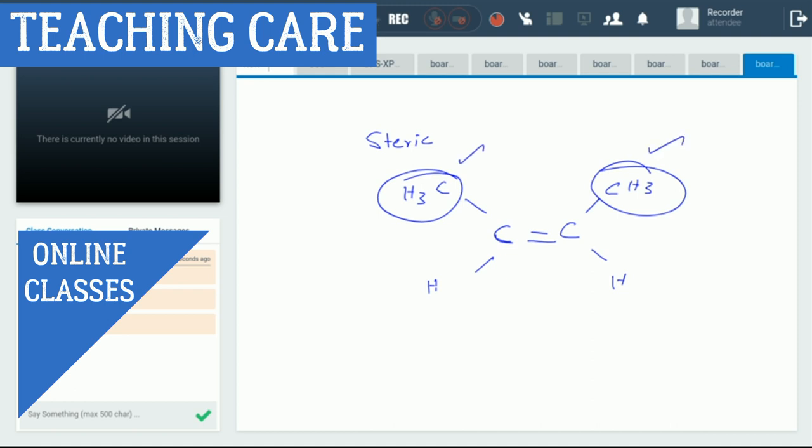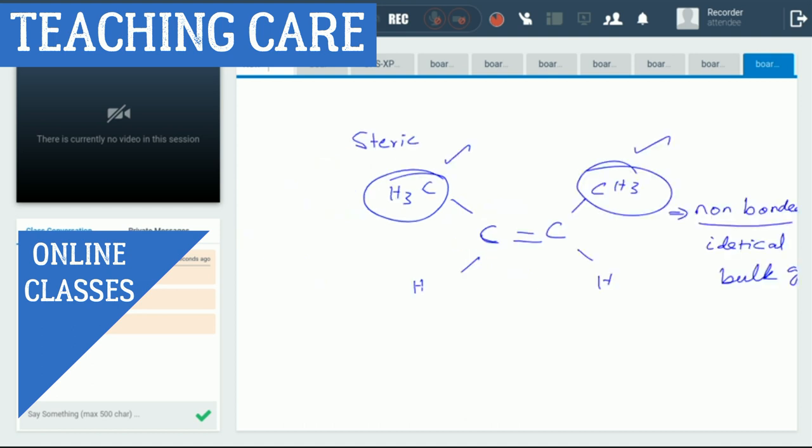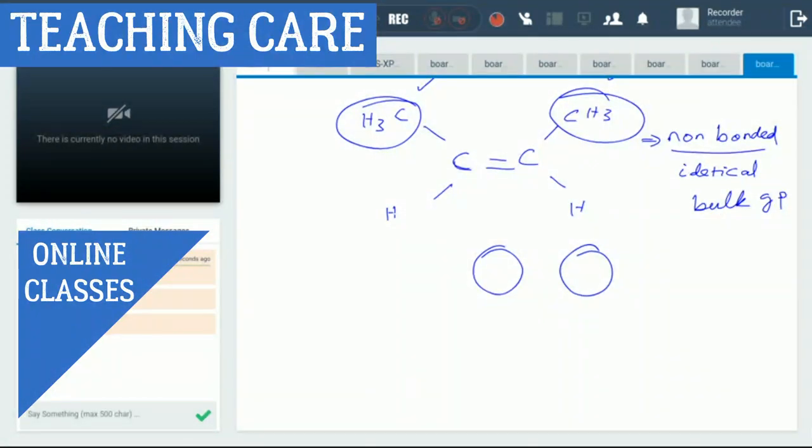These two are non-bonded identical groups. Non-bonded identical bulky groups. That is one methyl. This is one methyl. Non-bonded. They are not bonded directly. But they are closer. For example, when you draw, this is one methyl and this is one methyl. This and this bind with carbon. This is one hydrogen atom. This is one hydrogen atom. See, these two are non-bonded identical groups.